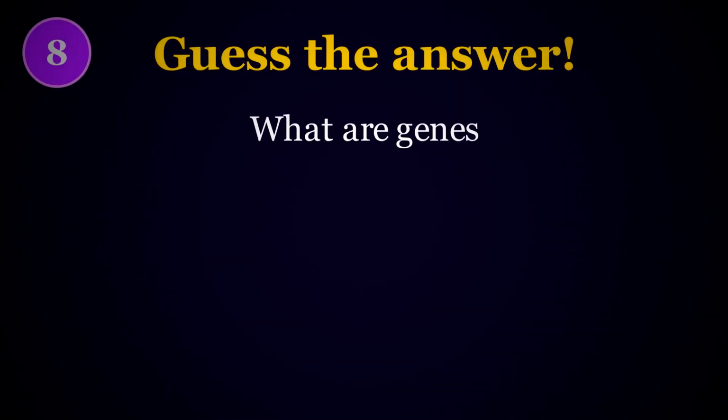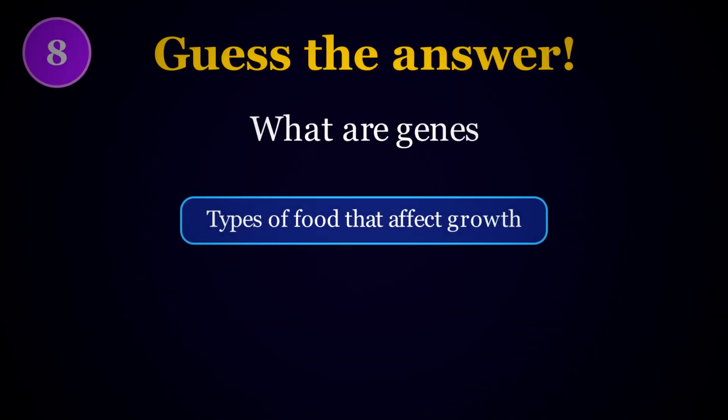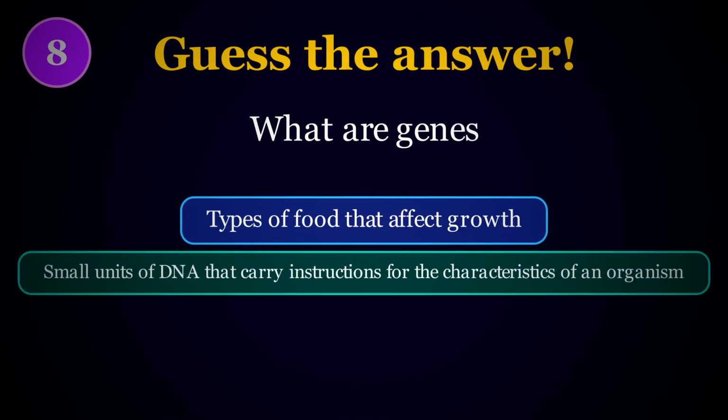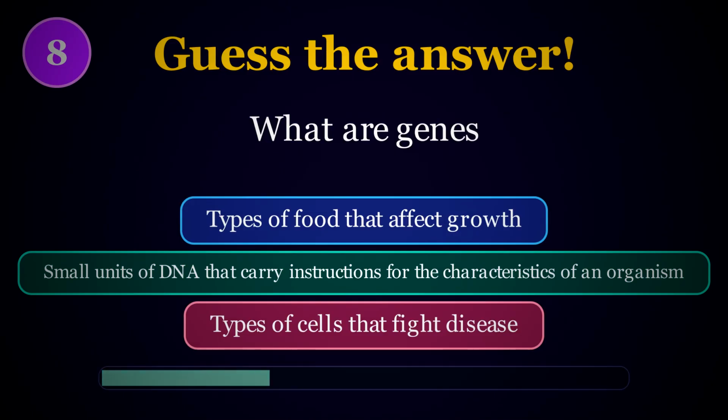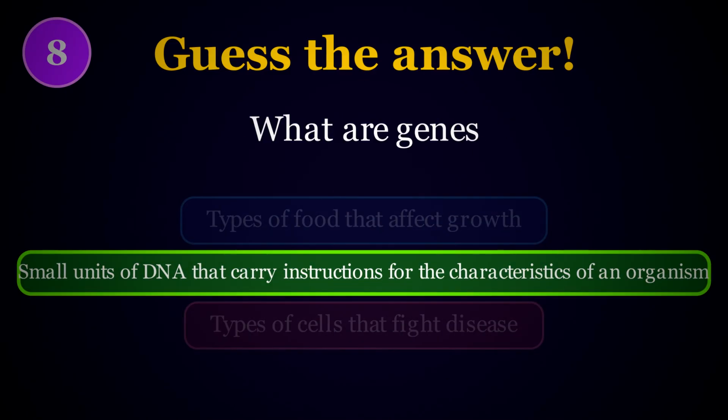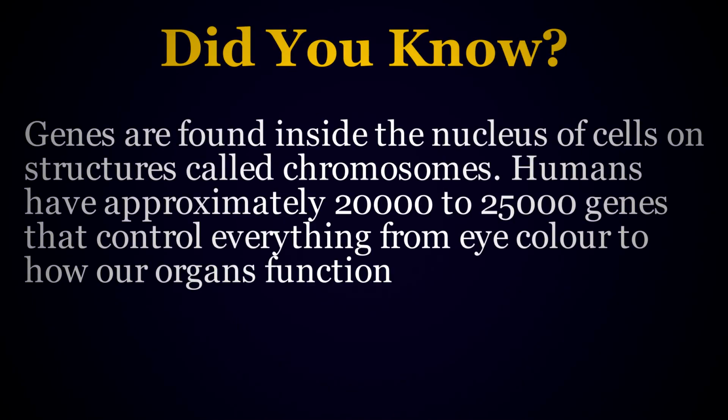What are genes? Types of food that affect growth. Small units of DNA that carry instructions for the characteristics of an organism. Types of cells that fight disease. The correct answer is small units of DNA that carry instructions for the characteristics of an organism. Impress your friends with this fact: genes are found inside the nucleus of cells on structures called chromosomes. Humans have approximately 20,000 to 25,000 genes that control everything from eye color to how our organs function.